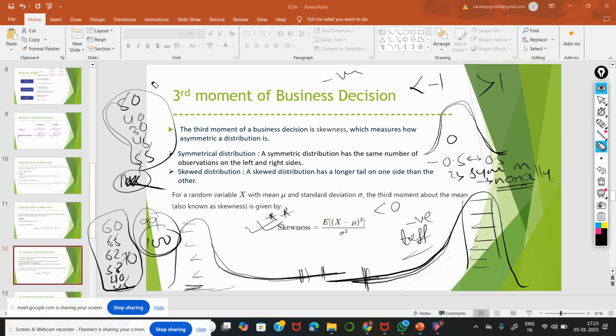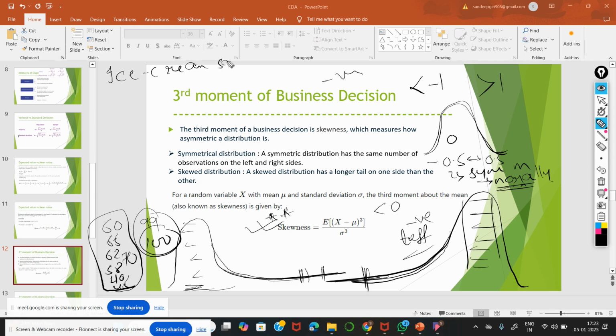For example, a manufacturing company is producing a particular material. Let me take ice cream sales. The ice cream sales data is given like this. I don't know the month name or the year name.